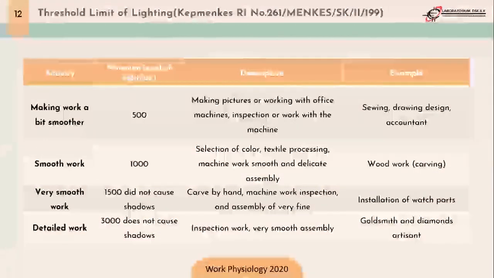And then for fairly smooth work, the minimum level of light is 500, and for smooth work, the minimum level of light is 1000, and for very smooth work the minimum level of light is 1500, which doesn't cause shadows, and for detail work the minimum level of light is 3000 lux, which doesn't cause shadows. So for the descriptions, you can see on your screen for each activity.